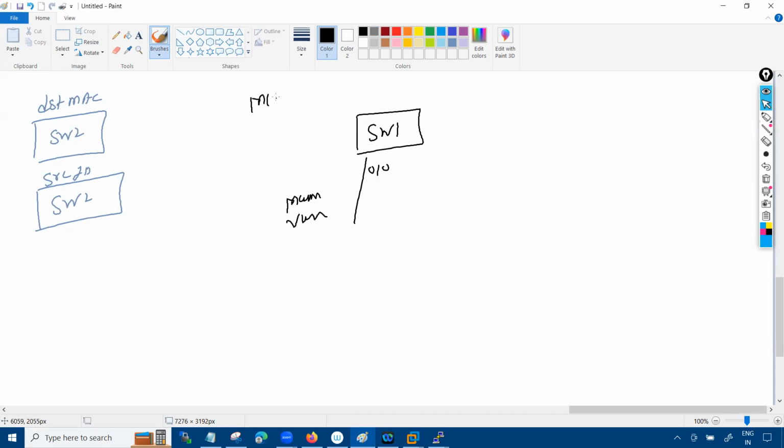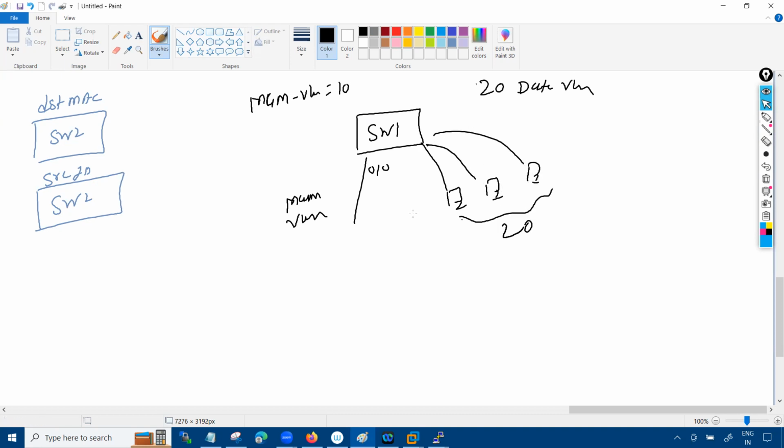So for the rest of the devices, we will configure the data VLANs for the end devices. So I can configure VLAN number 20, right? Okay. So VLAN number 20 is for the data VLANs where we connect all the end devices. Right, correct. Go ahead.